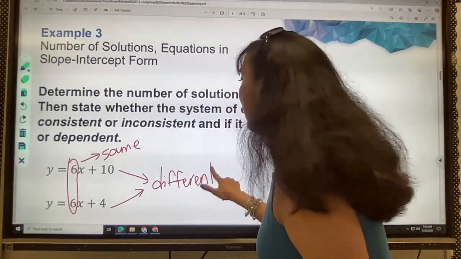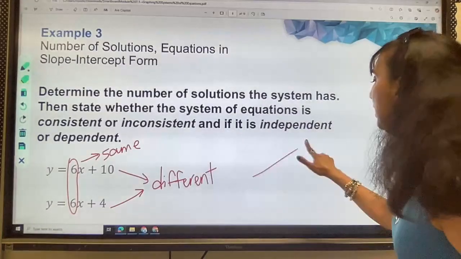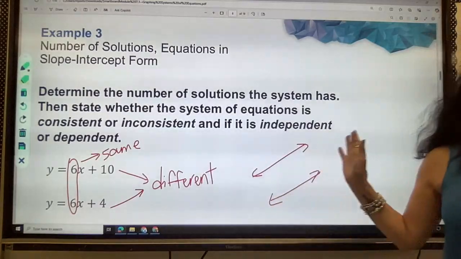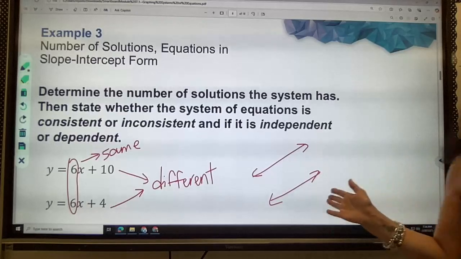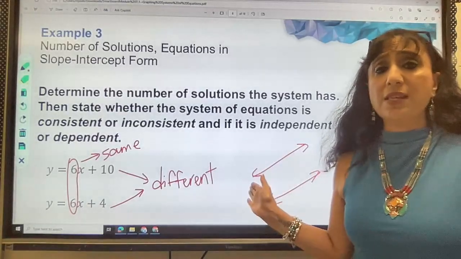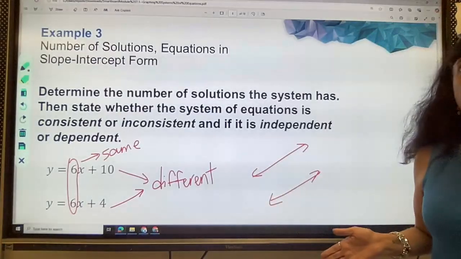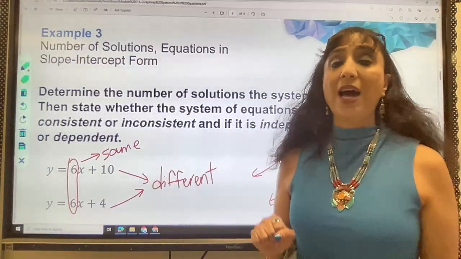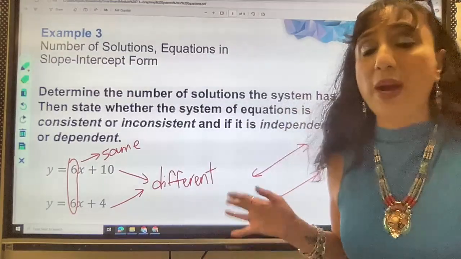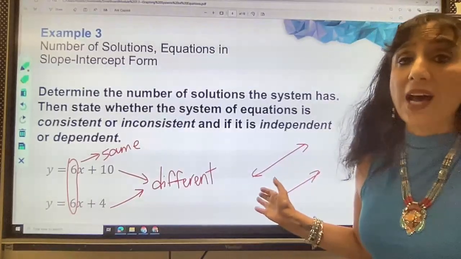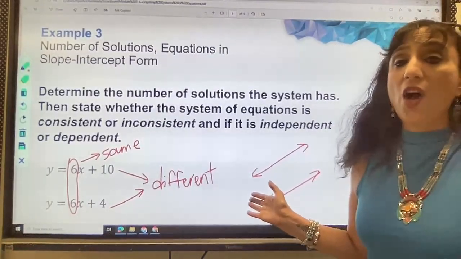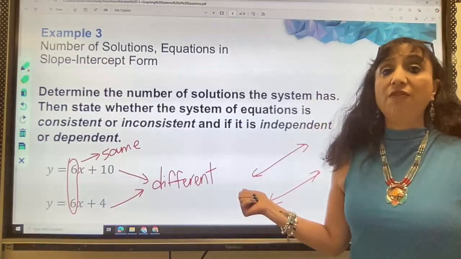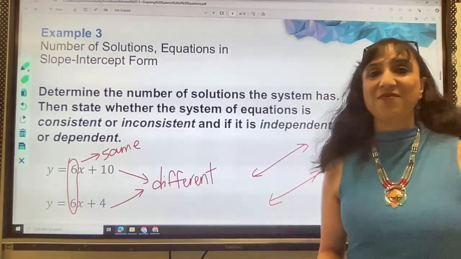So looking at this, I automatically know that these are going to be parallel lines. And with parallel lines, we know that there is no solution. Therefore, this system is inconsistent. So once again, when I have the same slope and different y-intercepts, I know that is going to represent parallel lines, and parallel lines are inconsistent. They are not intersecting at any point. There is no solution to this system of equations. Okay.